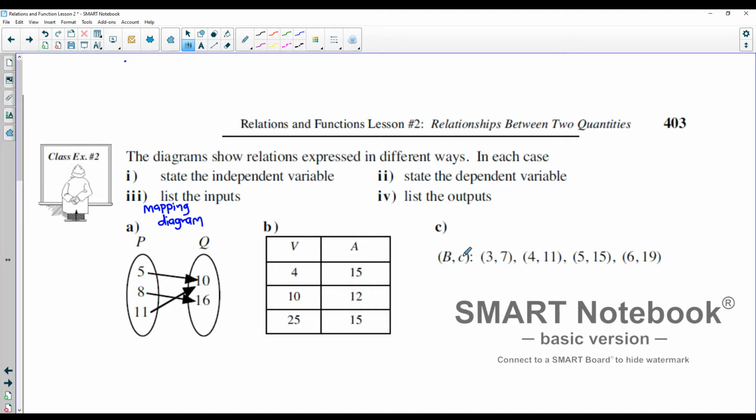Okay, let's deal with part C first. So part C has an ordered pair, B comma C. An ordered pair is always in the form x comma y. Now, part 1 says state the independent variable. Well, the independent variable is just the x variable, so that's going to be capital B. The dependent variable would be the y value, and the y variable is C here.